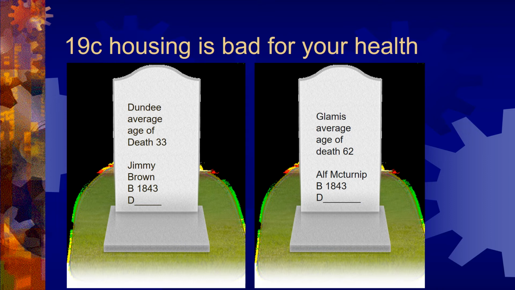So life expectancy in more rural areas like Glamis, where housing conditions were maybe not as bad, or the housing was bigger and wealthier people lived there, meant that your life expectancy was a lot longer than if you lived in the cities and places like Dundee.